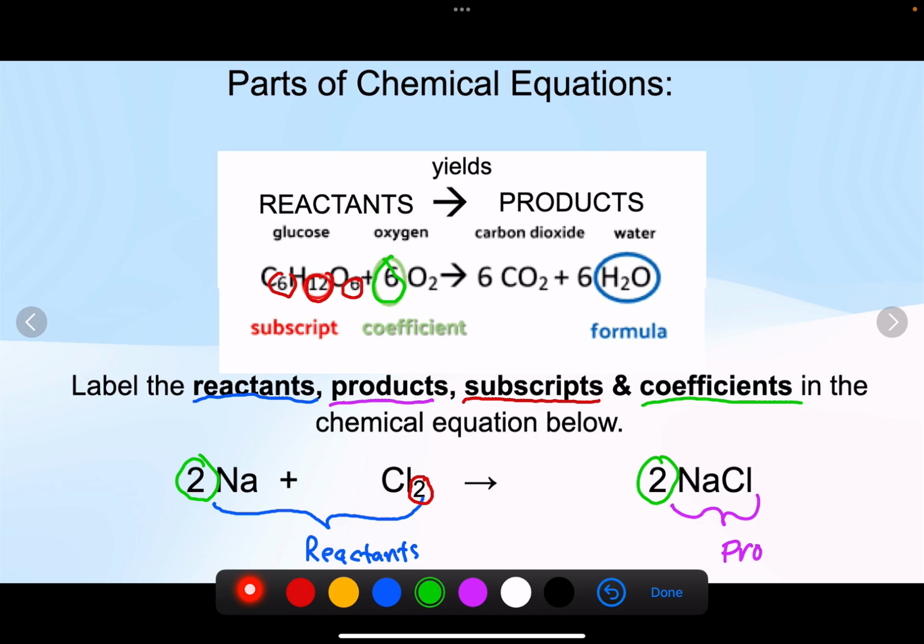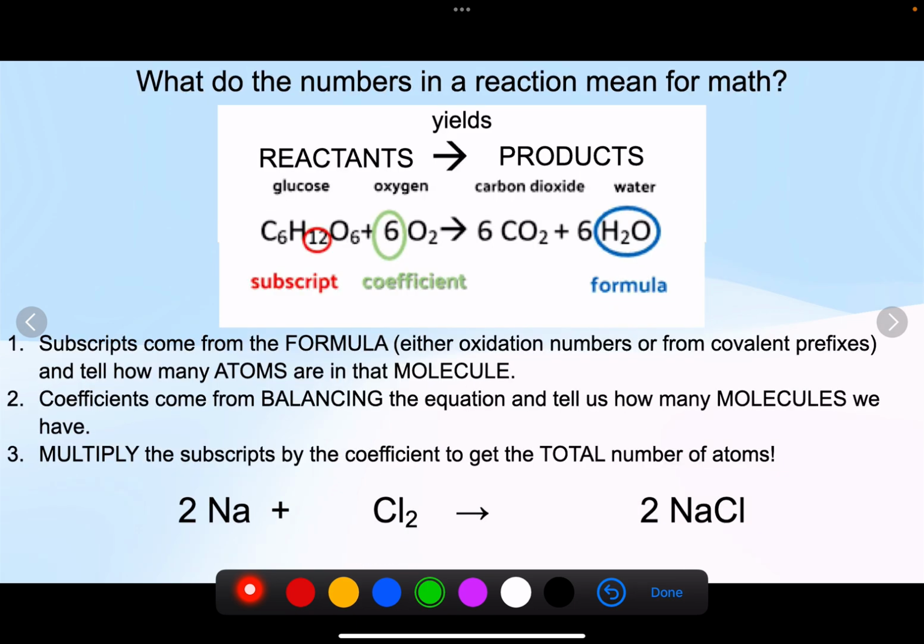Very simple stuff. Now, the math of what these numbers mean, it's all going to be multiplication, okay? So the subscripts come from the formula. Either they're your oxidation numbers or from your covalent prefixes, and they tell you how many atoms are in that particular molecule. Like water is always 2 atoms of hydrogen for every 1 atom of oxygen. You can't change that and still have the molecule water, okay?